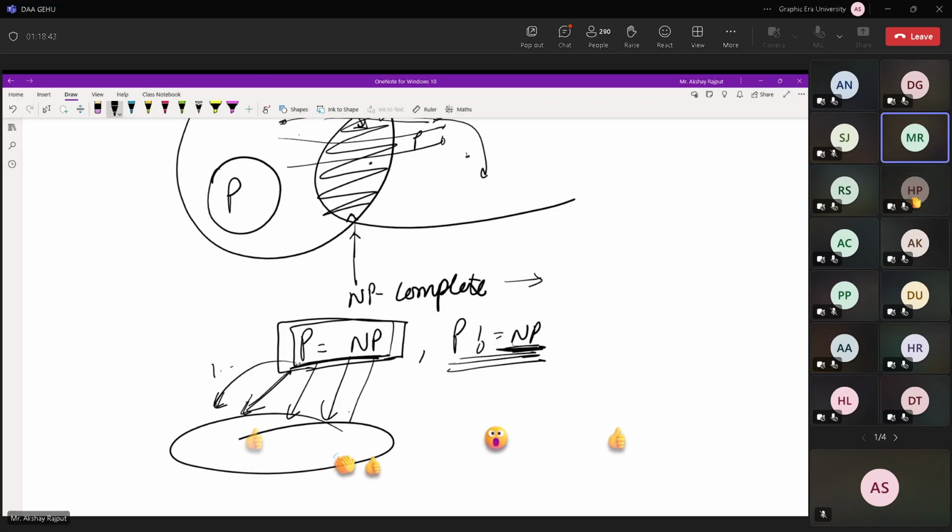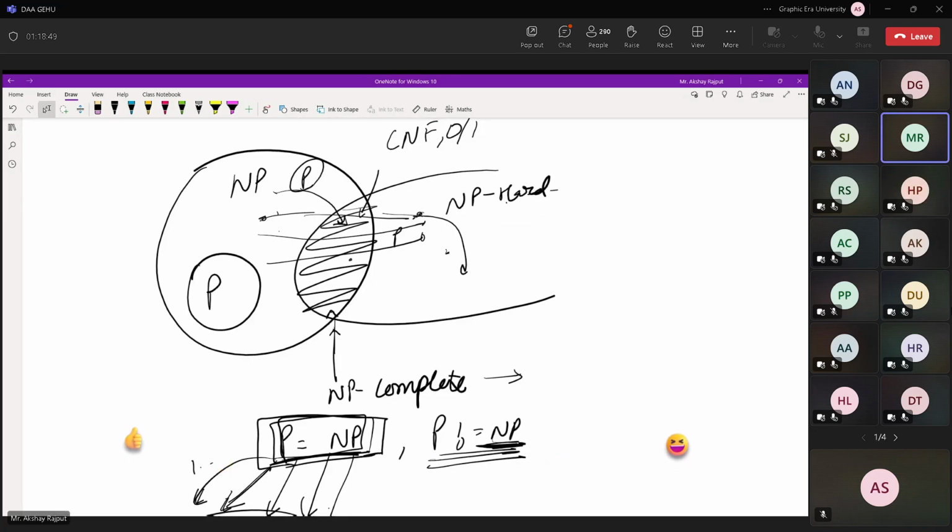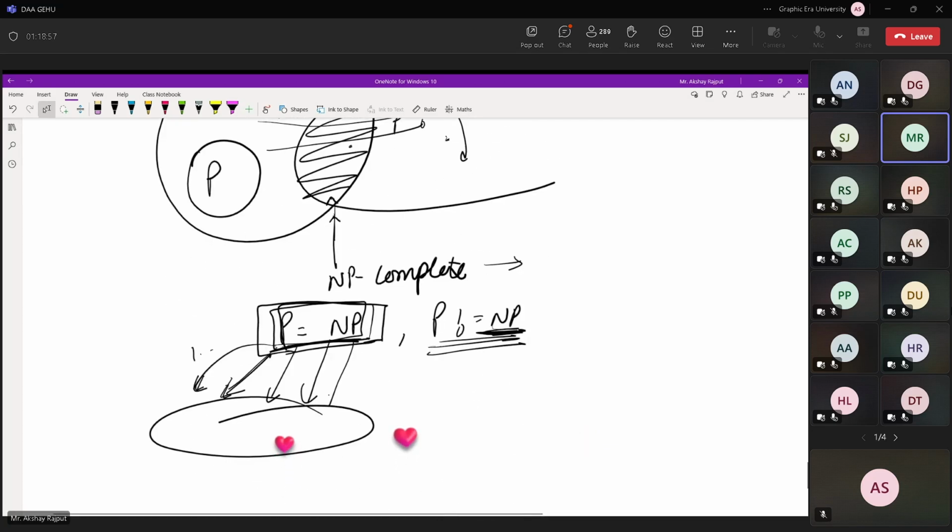But proving this is not a simple task, because you have to take an NP-hard or NP-complete problem and then you have to solve it. Okay, so this is basically what is P, NP, NP-complete, NP-hard, and what is the problem with P equals NP and P not equals NP. All our algorithms are working on this assumption, that P is not equal to NP.